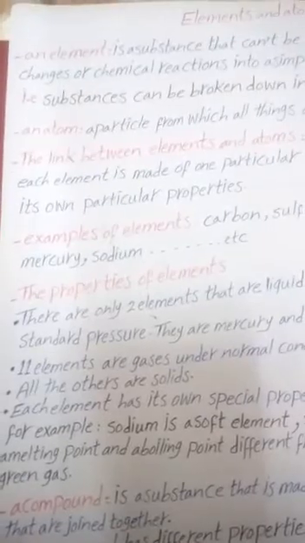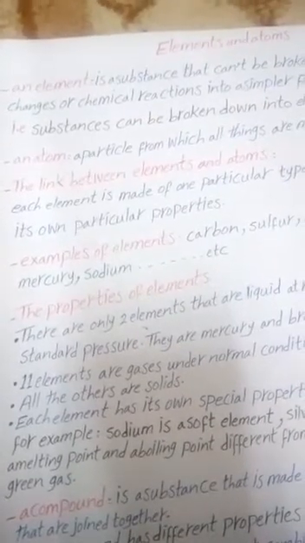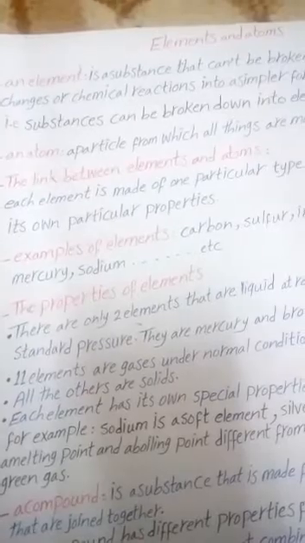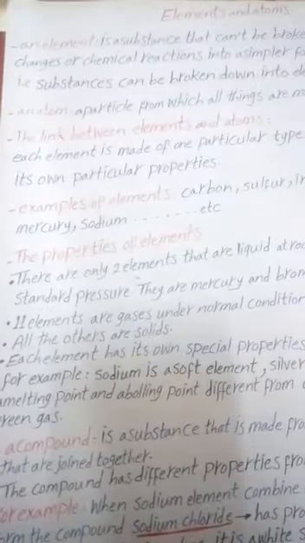Is there a link between elements and atoms? Yes, there is a link between elements and atoms. This link is that each element is made of one particular type of atom, which has its own special properties. This means that each element is made of atoms. These atoms are different from the atoms of other elements. There are many examples of elements, such as carbon, sulfur, iron, aluminium, copper, sodium, mercury, and so on.